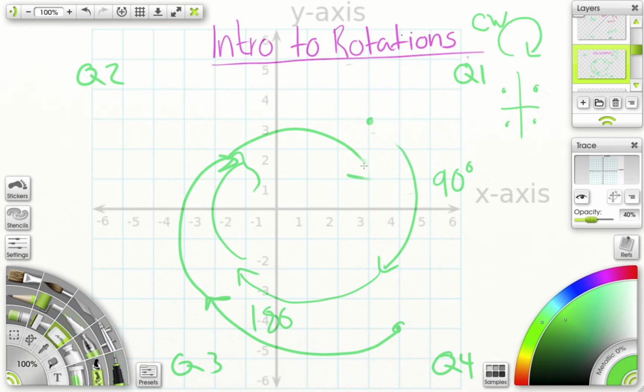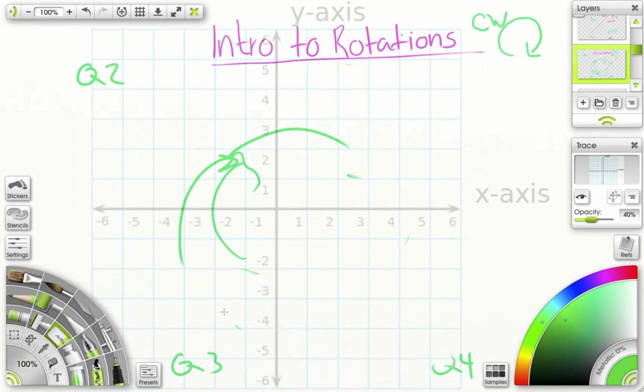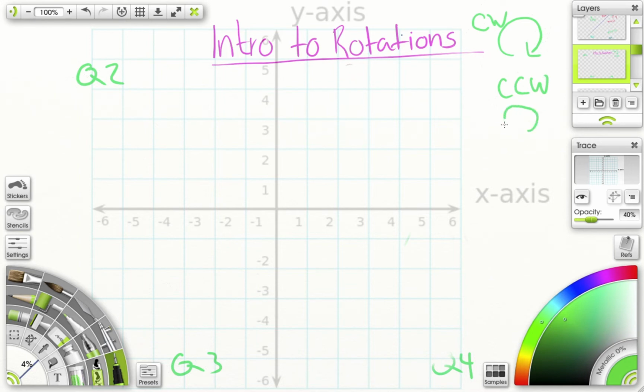Now we're going to talk about counterclockwise. So counterclockwise is a little bit different. You're basically going in the opposite direction. So clockwise, you're going around this way in the same direction of the clock. Counterclockwise, I'm going to call it CCW, is going around this way. So if I have a point and I start out here, if I'm going counterclockwise 90 degrees, it ends up in the next quadrant to the left, or the next quadrant over. 180 ends up over here, 270 goes around.